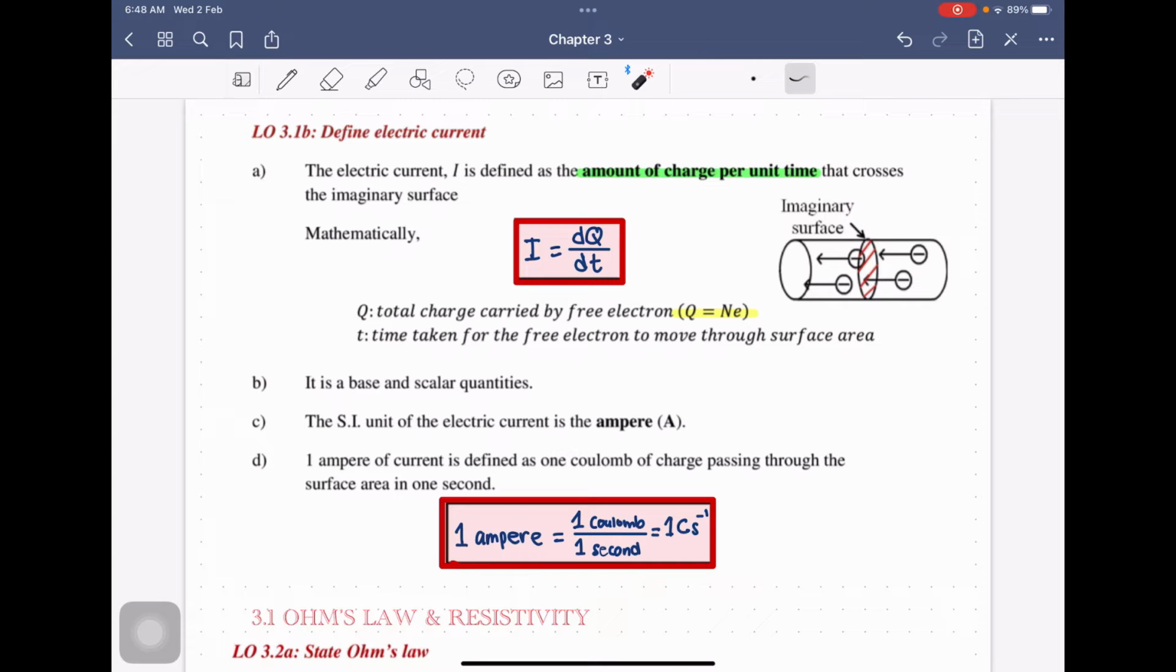Okay, electric current is a base and scalar quantity. Okay, the SI unit for electric current is the ampere. Okay, apa yang dimaksudkan dengan 1 ampere? Okay, 1 ampere is defined as 1 coulomb of charge passing through the surface area in 1 second. Okay, sebab I unitnya ampere adalah dq over dt. Okay, so dq, q is the unit is coulomb, time the unit is second. Okay, so 1 ampere sama dengan 1 coulomb divided by 1 second.